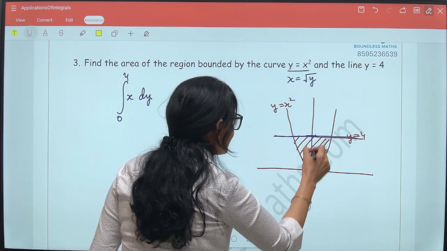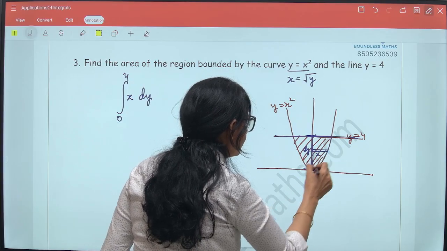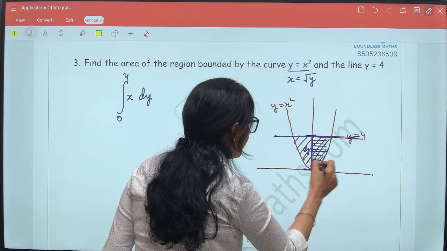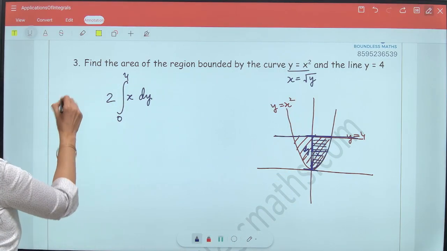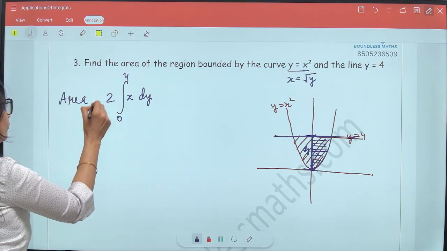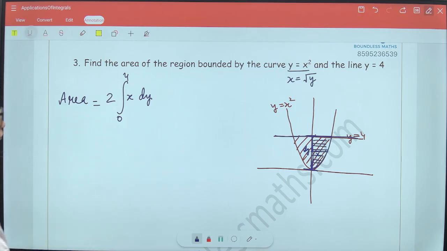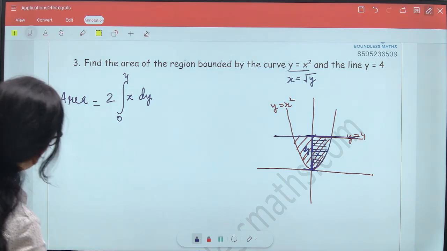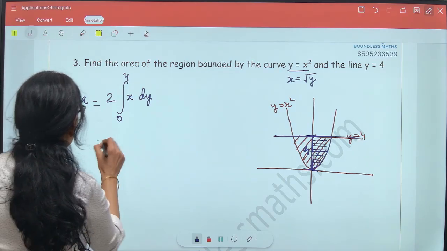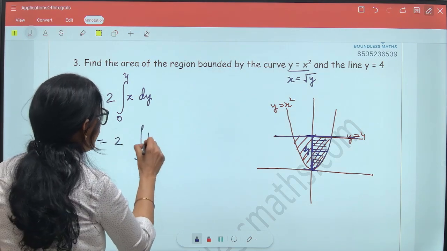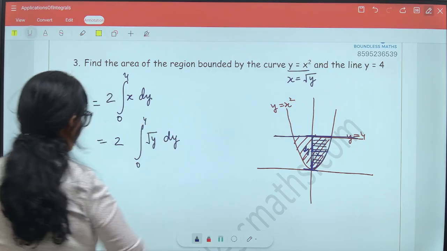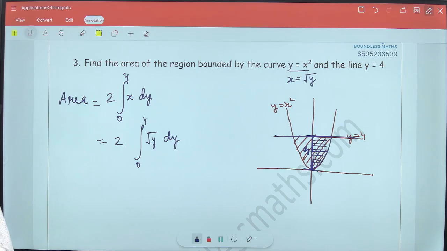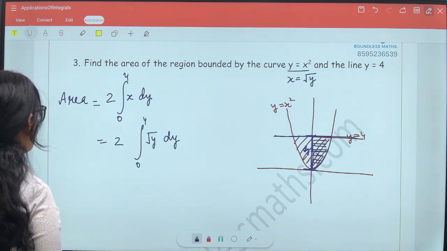And because this area is again half of the required area, we can use double of this. So the required area is actually double of the area we are going to find for the first quadrant. So it is twice the integral of square root of y dy from 0 to 4. Got it? Great. So let's solve this.